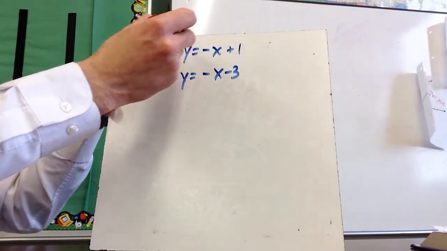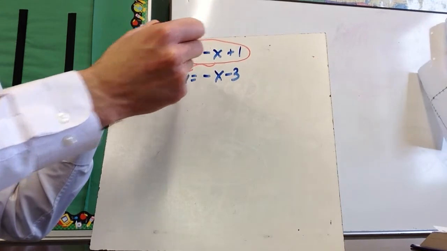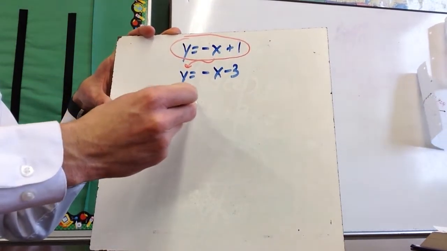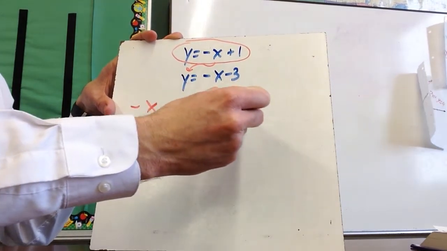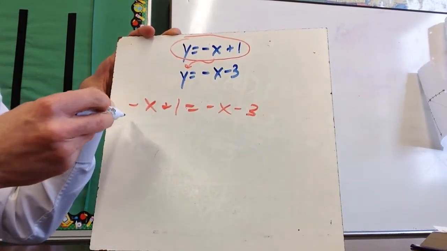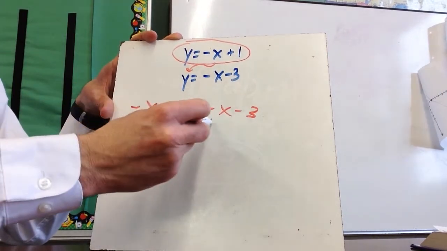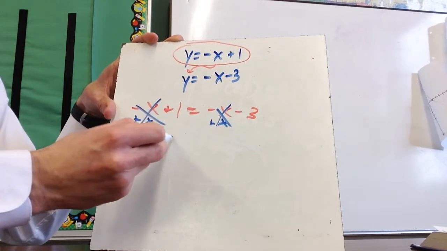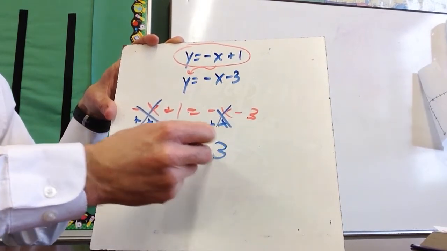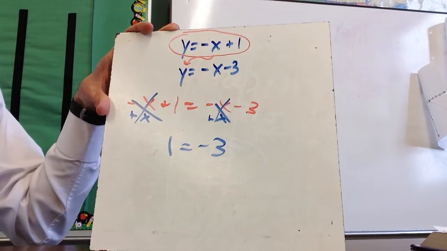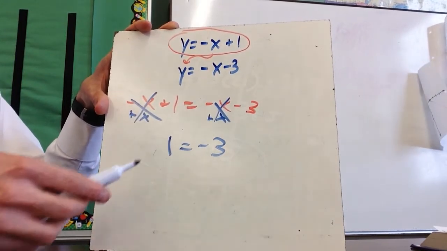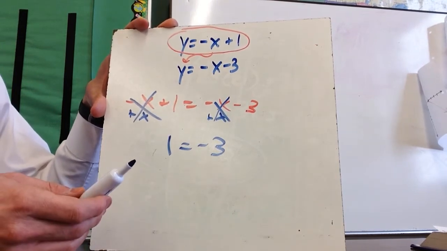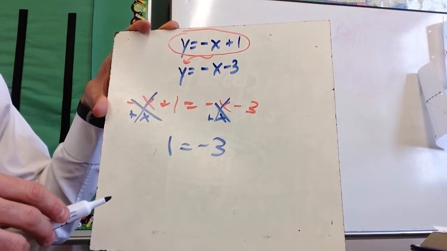Or, since we've learned substitution, I'm now going to take this and substitute it in for y. So this is negative x plus 1 equals negative x minus 3. To get the x's on the same side, I'll add x to this side and add x to this side, and then of course, hopefully you realize what's coming next, that 1 equals negative 3. So I got two problems here. First problem, of course, is that the variable is gone, so I no longer have an x, and the second problem is that 1 does not equal negative 3.